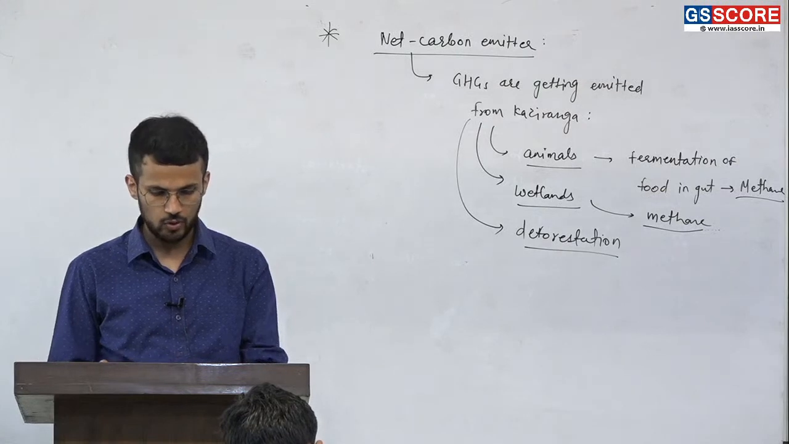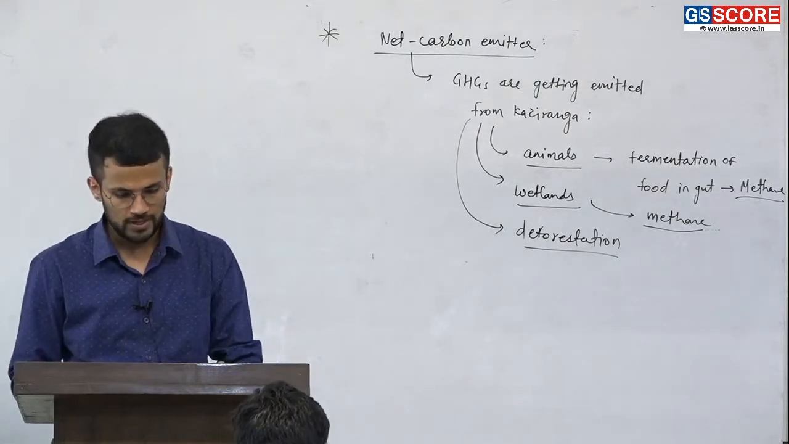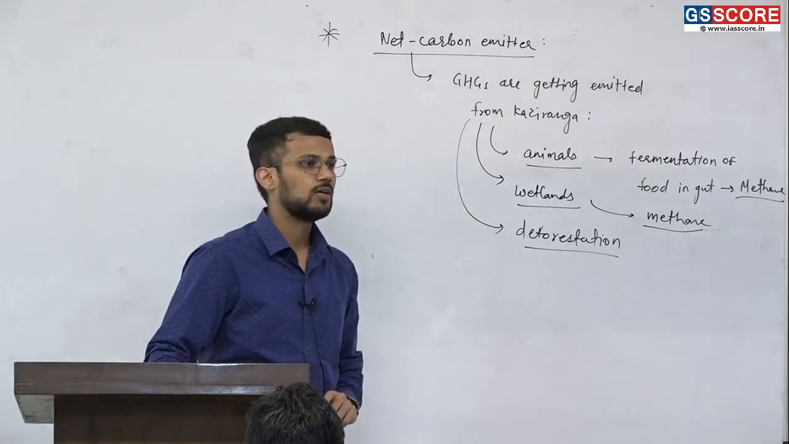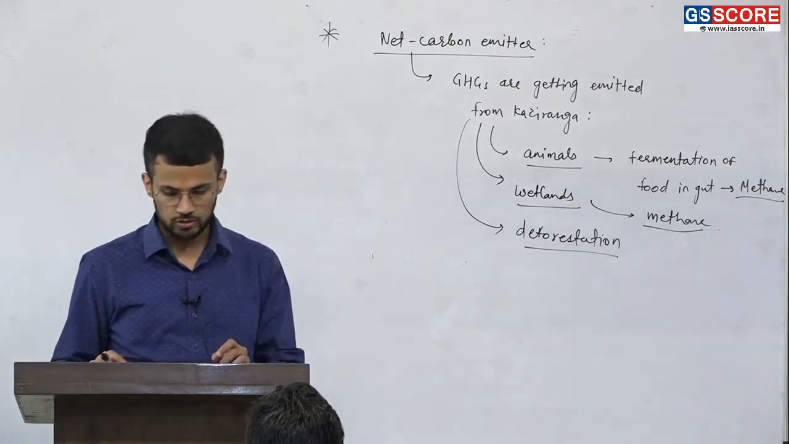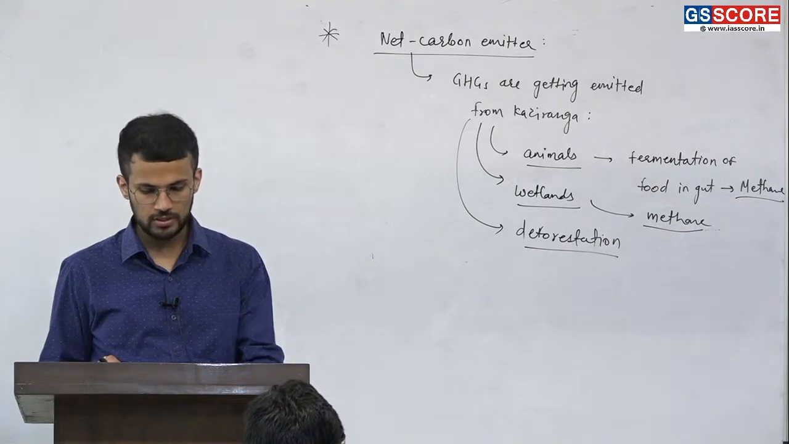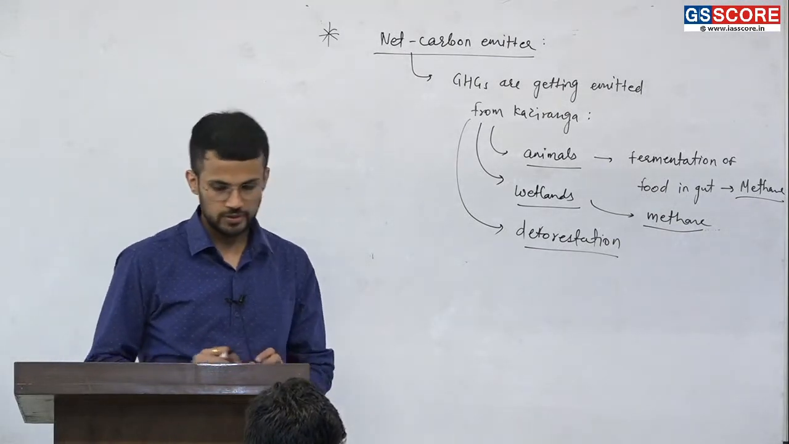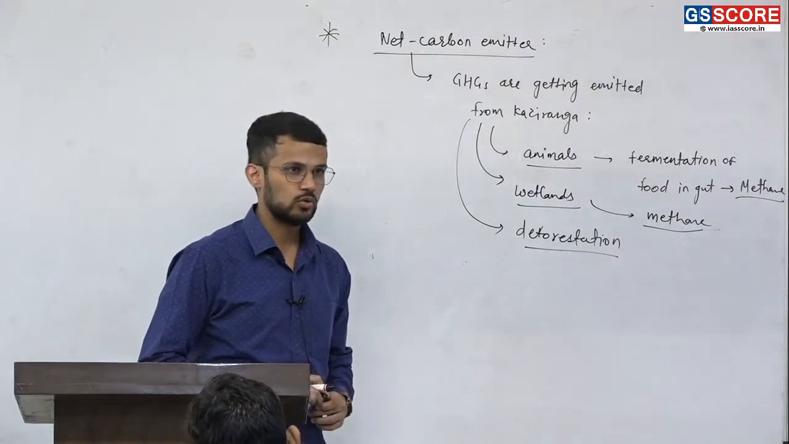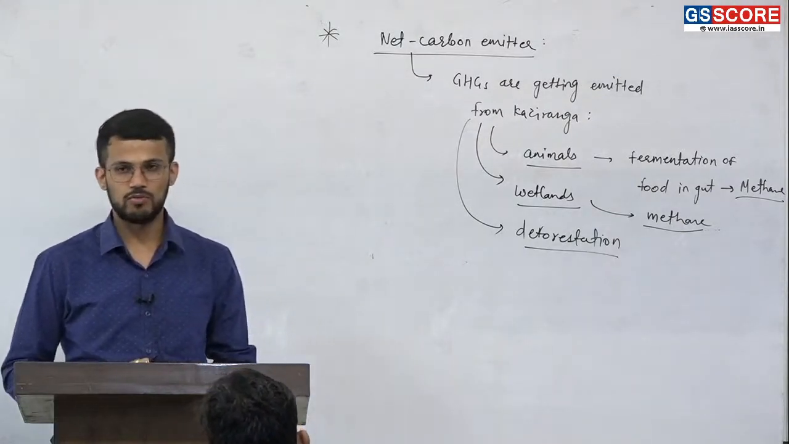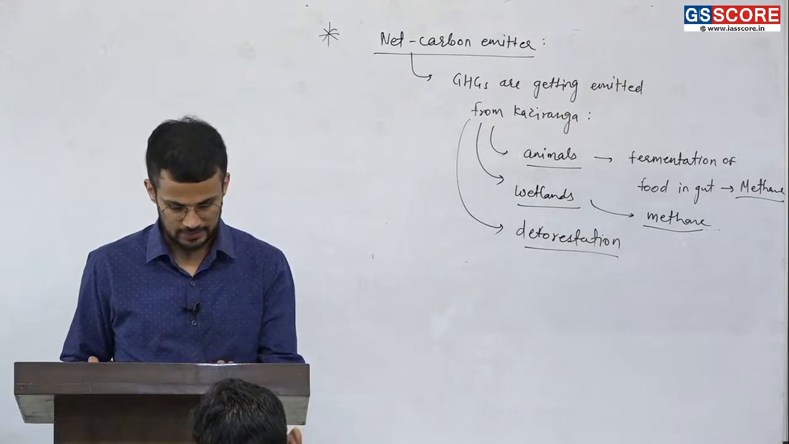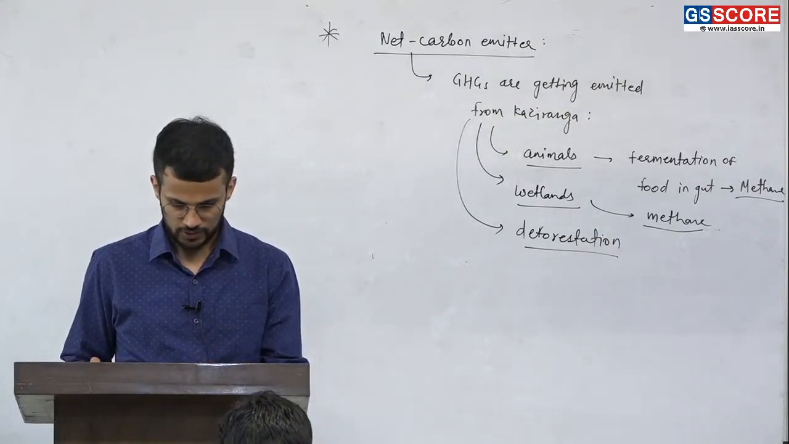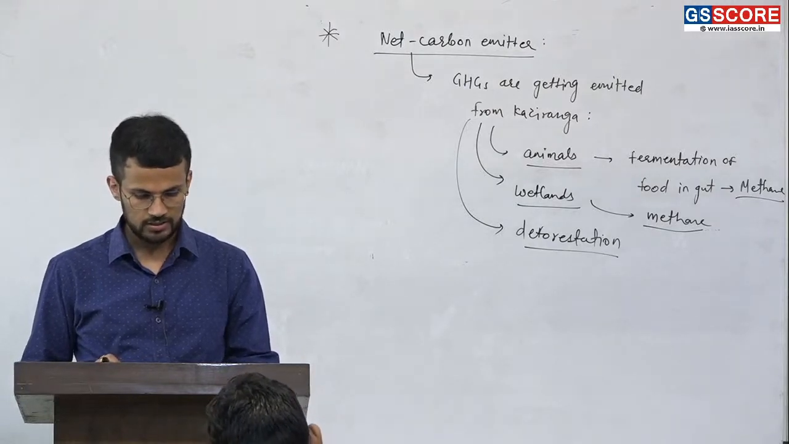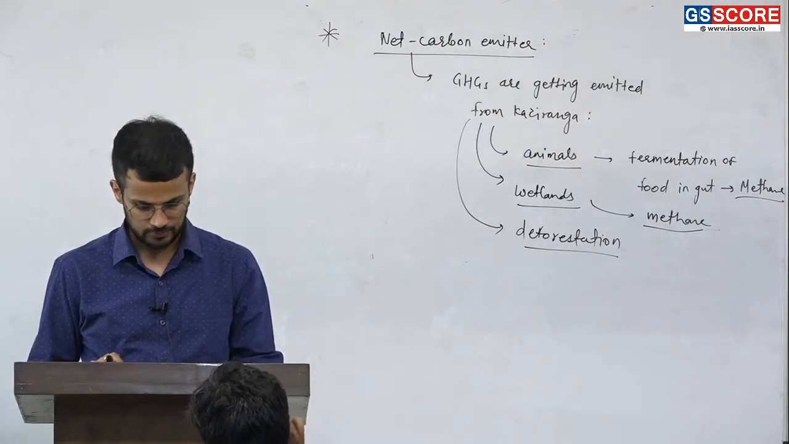Sariska Tiger Reserve, we have already discussed it. So why did Sariska come into news? Because there is a relocation of sloth bear. Sloth bear in Hindi is called bhalu, right? Its IUCN status is vulnerable. It is a Schedule 1 animal, and also a part of Appendix 1 of CITES. So it has been relocated in the Sariska Tiger Reserve.